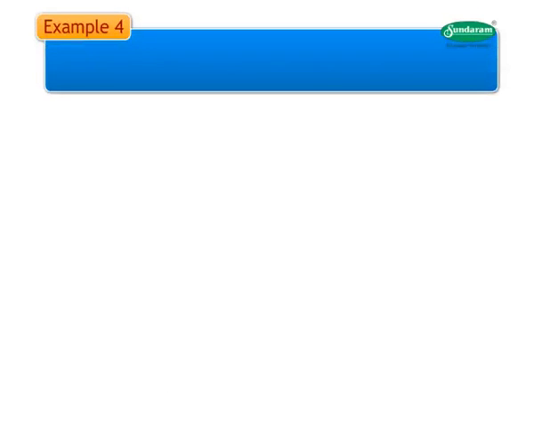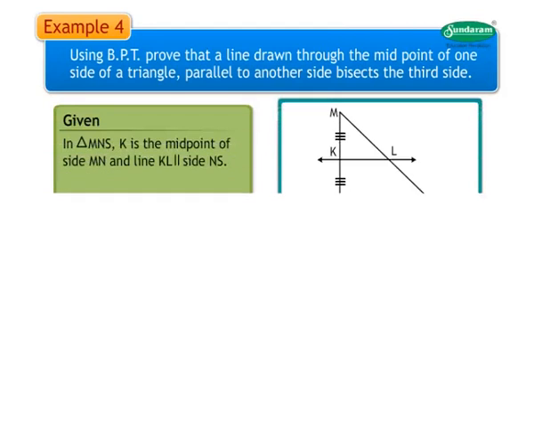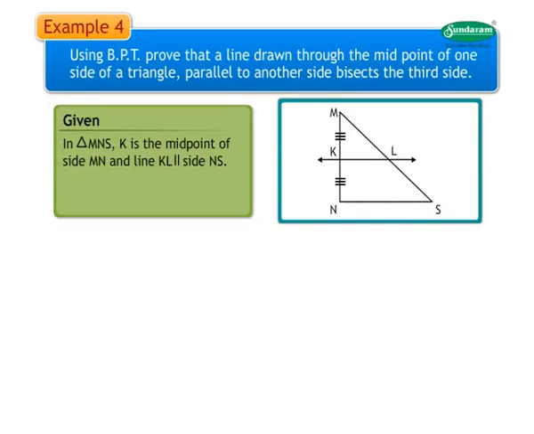Example 4. Using BPT, prove that a line drawn through the midpoint of one side of a triangle parallel to another side bisects the third side. It is given that in triangle MNS, K is the midpoint of side MN and line KL is parallel to side NS. We have to prove that line KL bisects side MS.